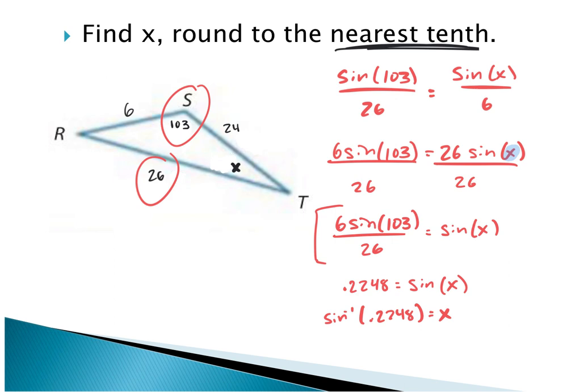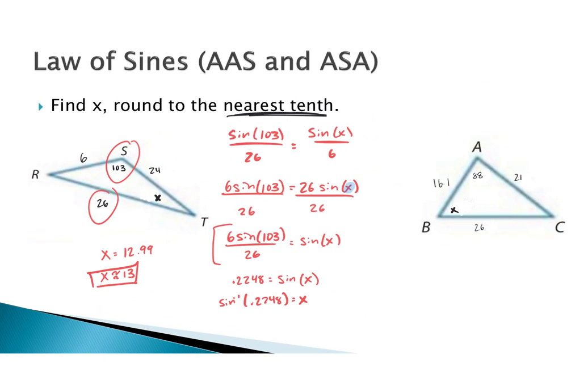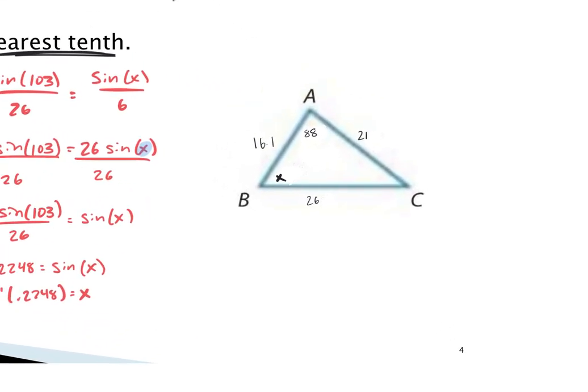All right, inverse sine of 0.2248. And you get that x is equal to 12.99. But since we're rounding, this ends up being x is approximately 13. And there you have it. Okay, I have run out of room again, so I'll just write it small.